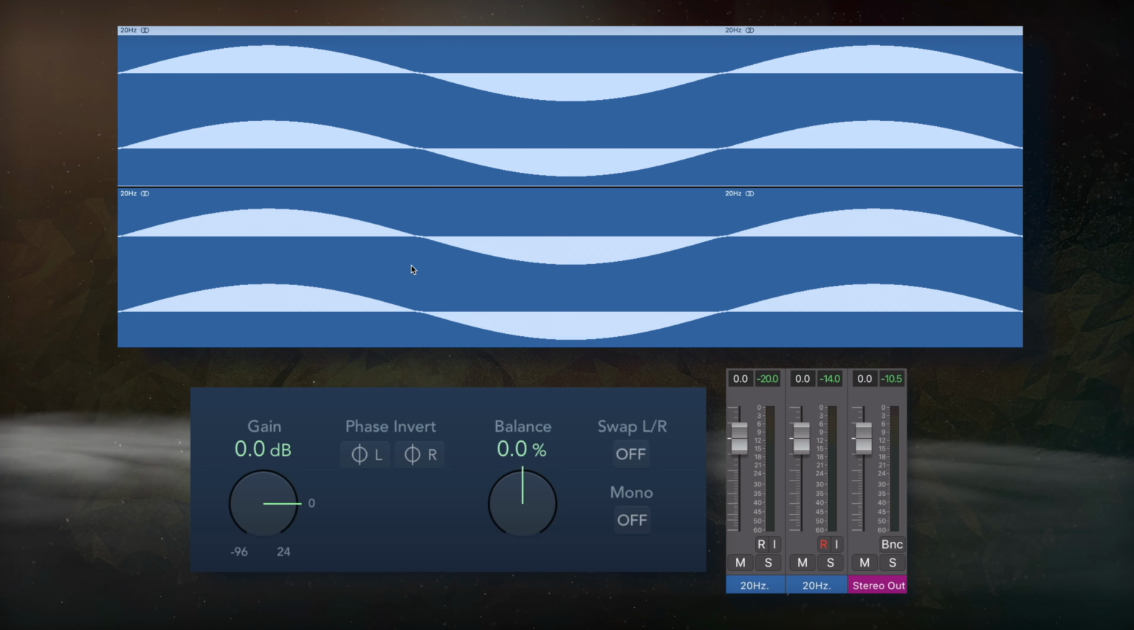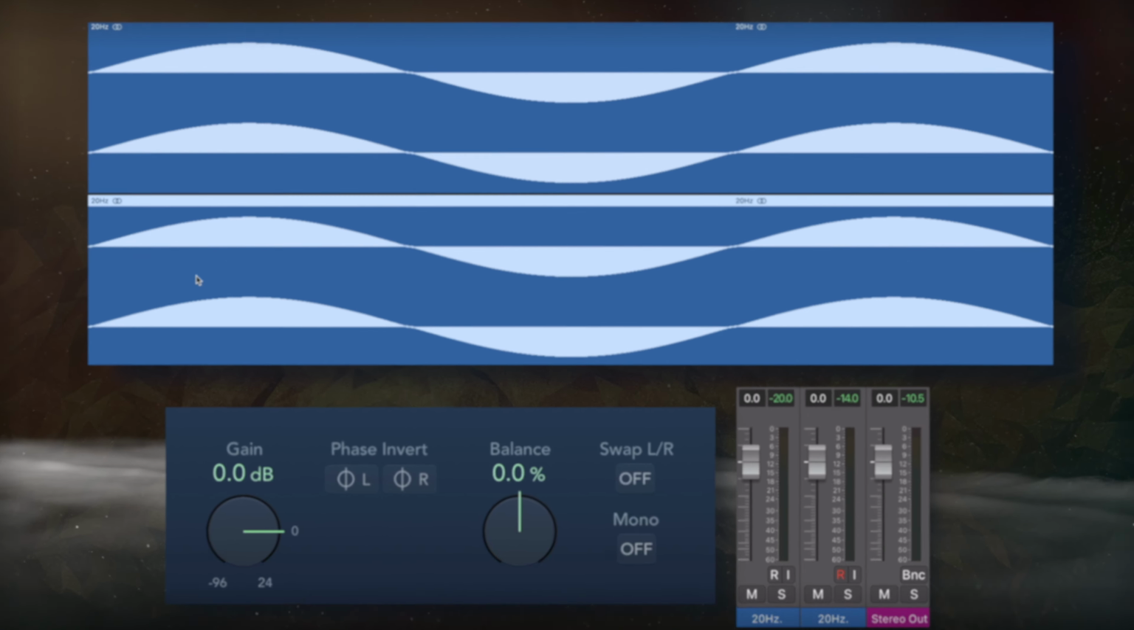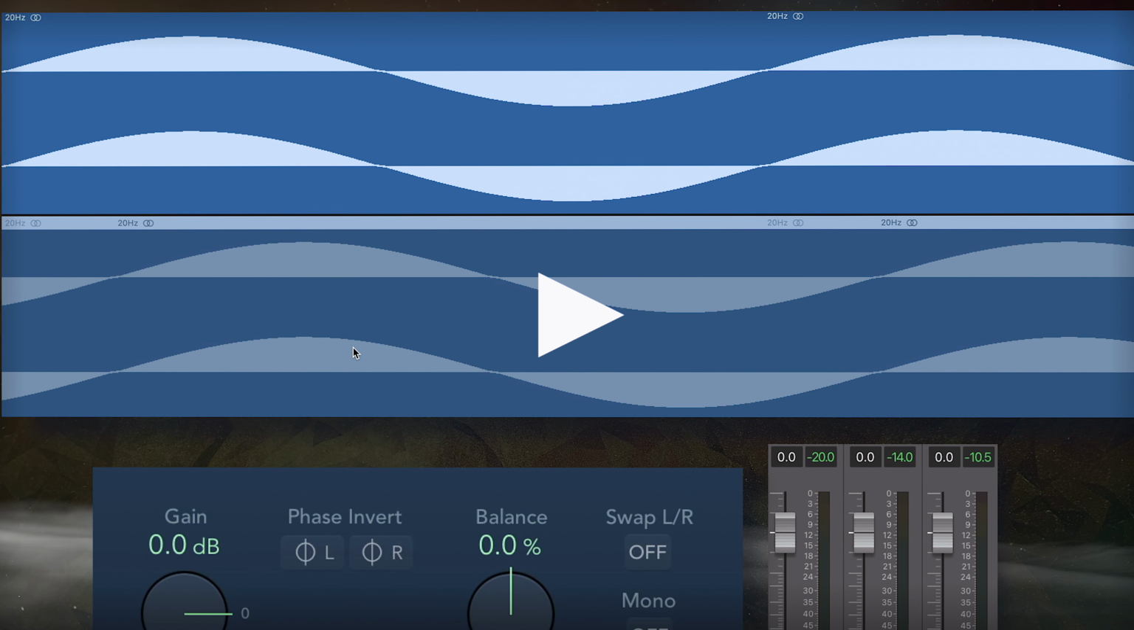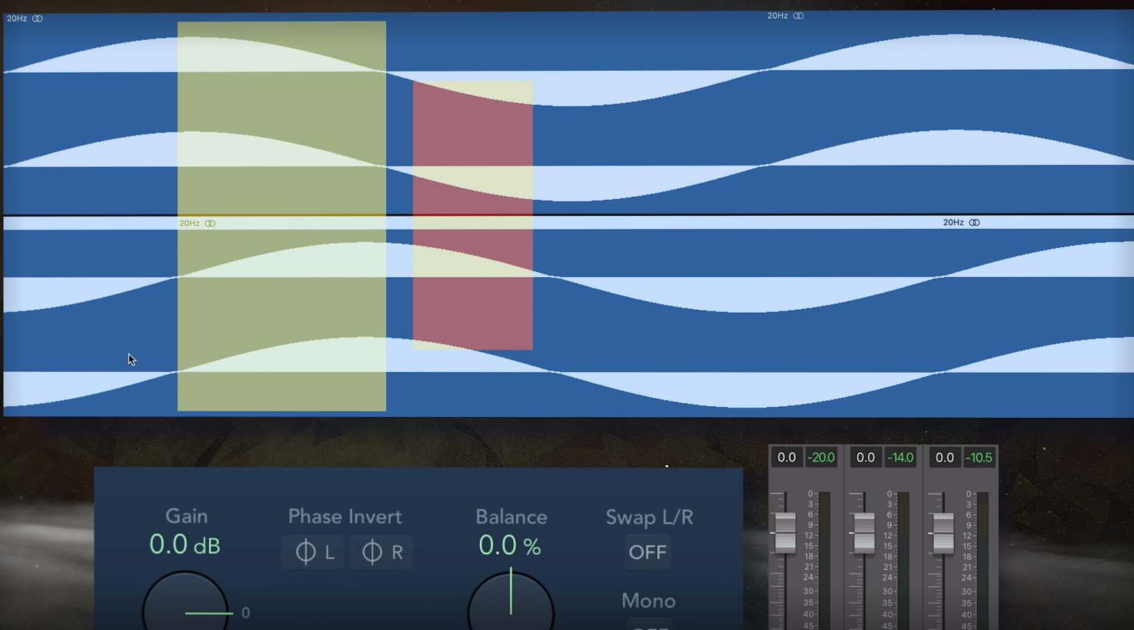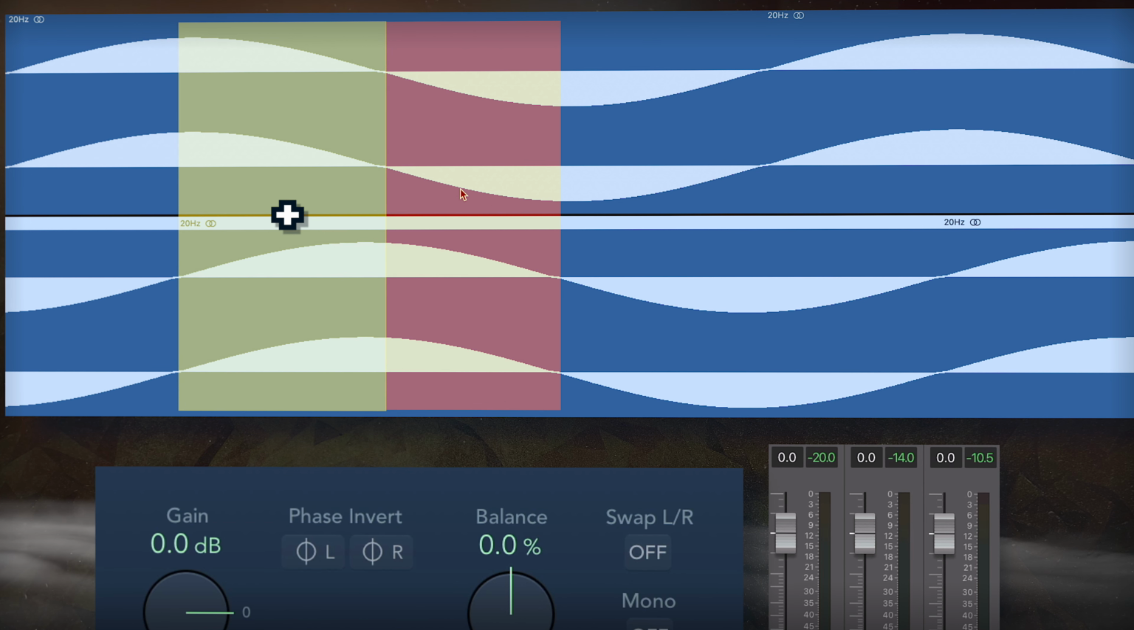Now let's go back to having two signals that are identical, but this time, I'm going to shift the timing of the second waveform. So in this example, some parts of the peaks and troughs are aligned, but some are not. When they're aligned, we should get constructive interference. When they aren't aligned, we'll notice destructive interference.